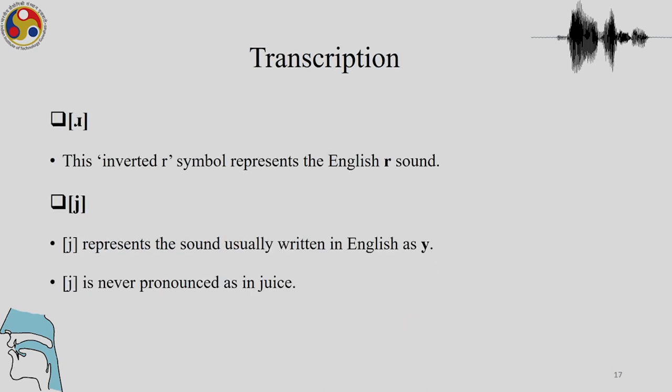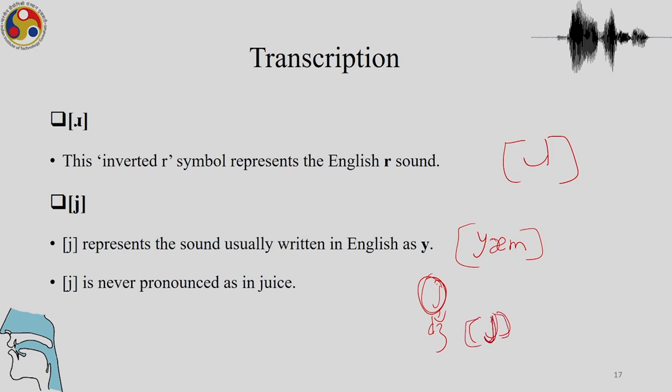So we have these affricates, ch and j, and then we have the inverted r, which is as in the English r, and then we have y. Y represents the sound usually found in English y, as in the word yam. But what we see in English as the Roman j, as in juice, is not the symbol for the j in juice. The way it appears in English as j and the symbol represented by this symbol are not the same.